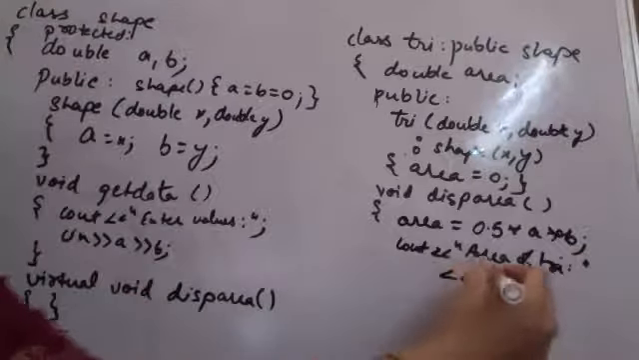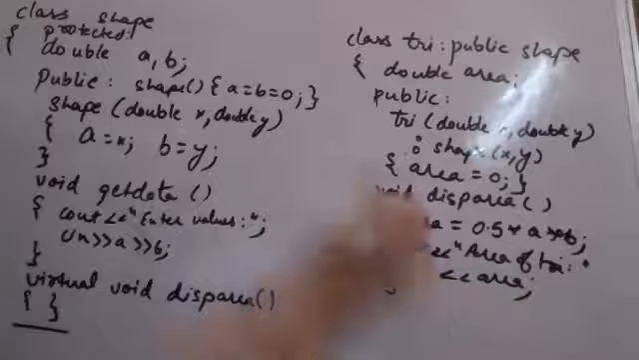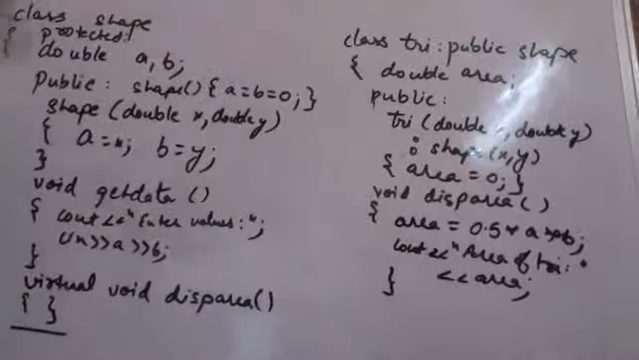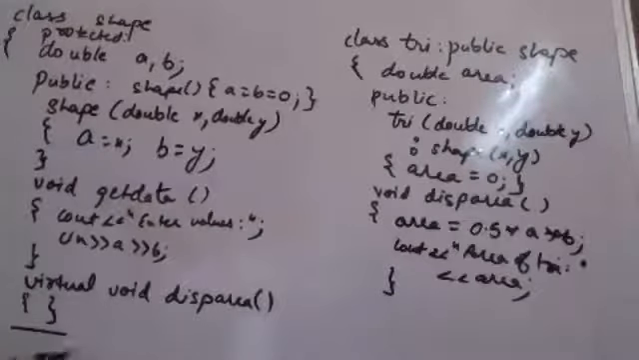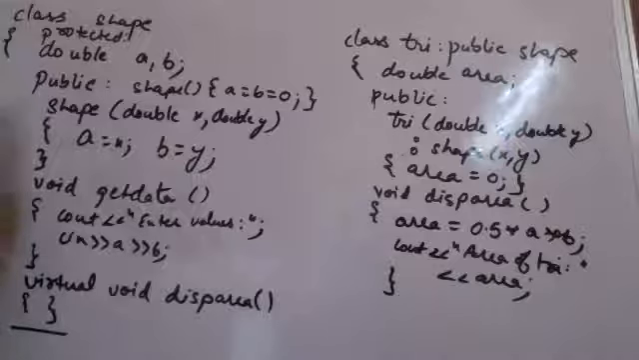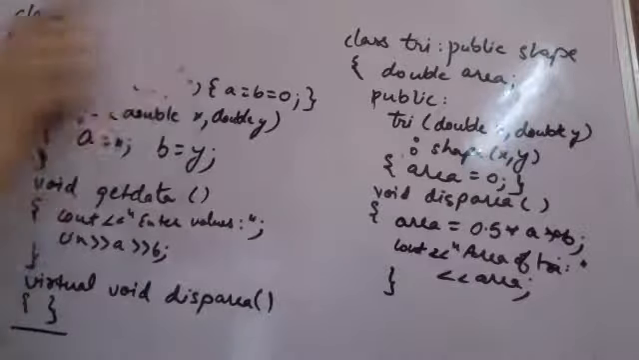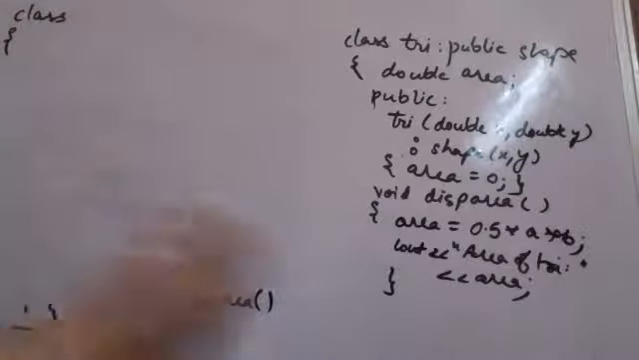This is equal to the area, right? This is the triangle part. Similarly, I will be having a class rectangle. So I am erasing this part of the board so that I can write the code for the rectangle class.